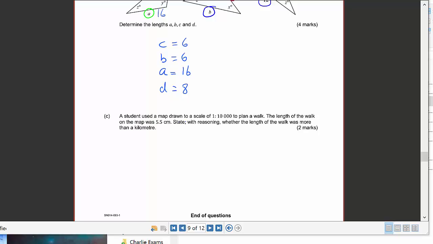A student used a map drawn to a scale of 1 to 10,000 to plan a walk. The length of the walk on the map was 5.5 centimeters. State with reasoning whether the length of the walk was more than a kilometer.